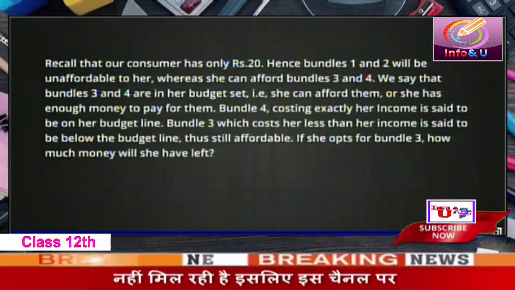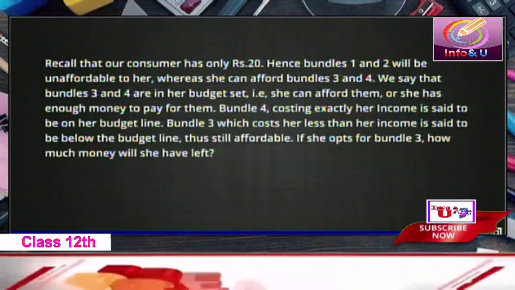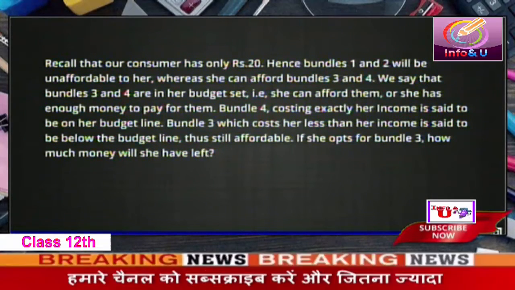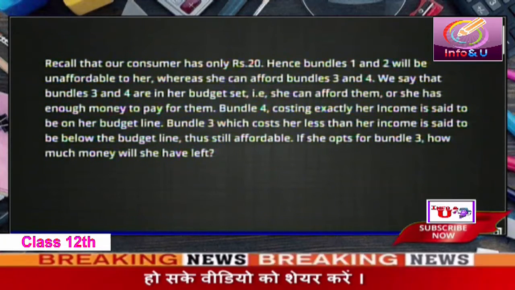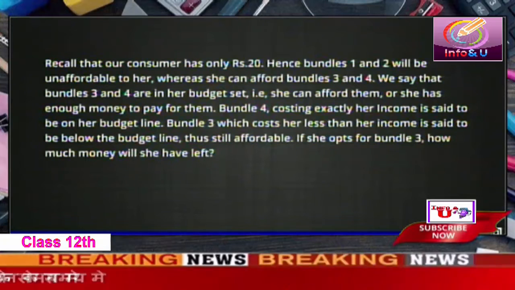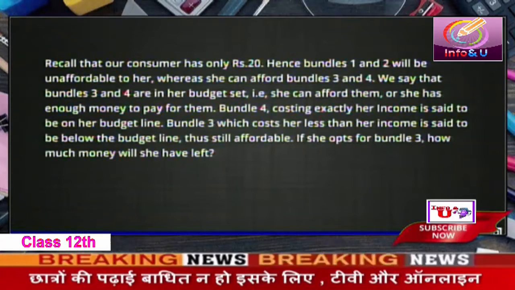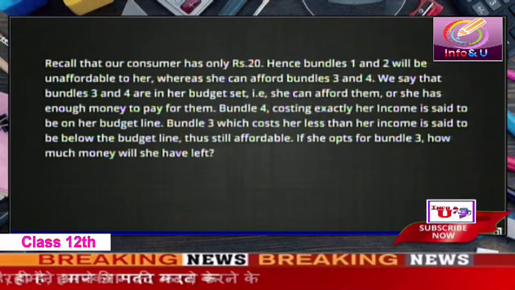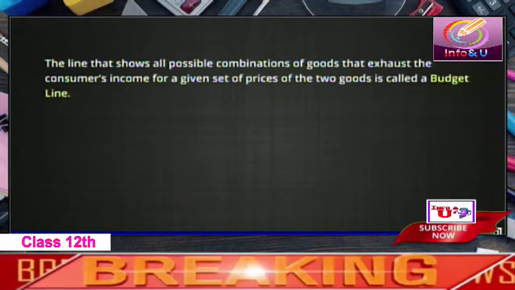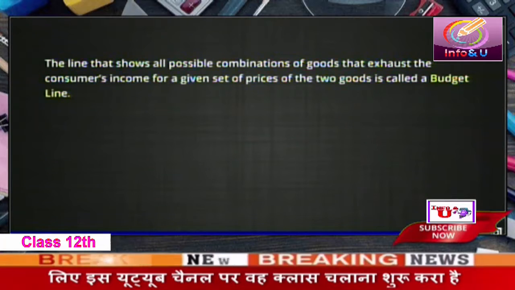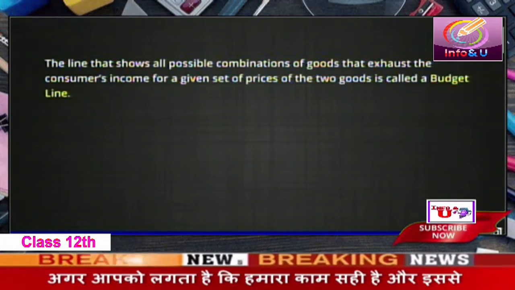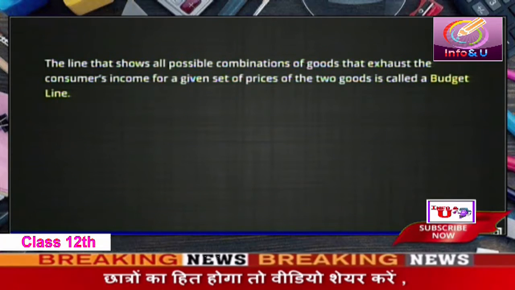Bundle 4 costs exactly her income and is said to be on her budget line. Bundle 3, which costs less than her income, is said to be lower than her budget line but is still affordable. If she opts for bundle 3, how much money will she have left? Notice that she has rupees 7 left over. The line that shows all possible combinations of goods that exhaust the consumer's income for a given set of prices of the two goods is called a budget line.